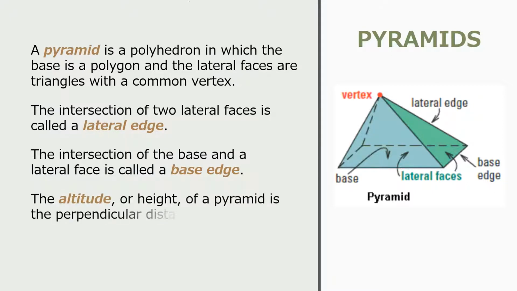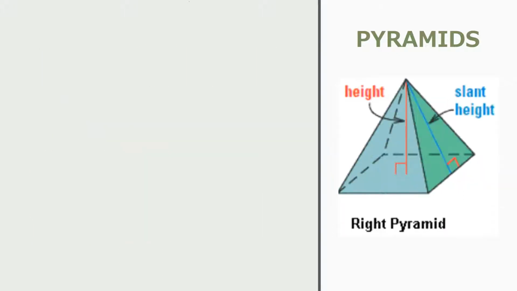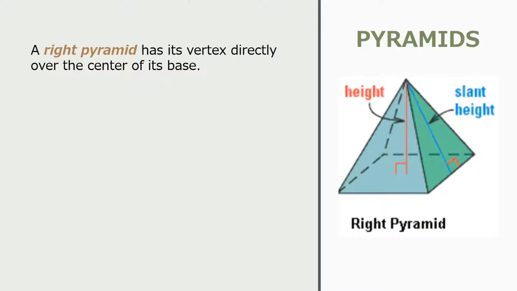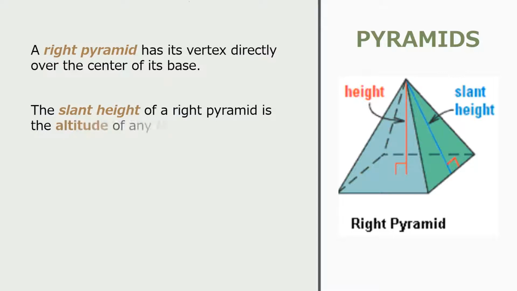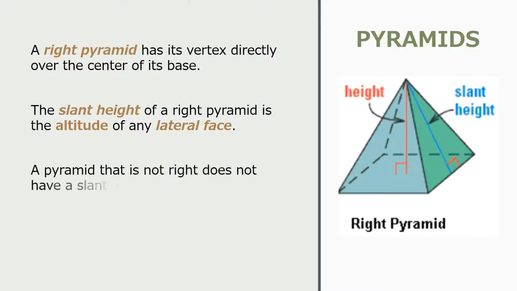The altitude is the perpendicular distance between the base and the vertex. A right pyramid has a vertex that is directly over the center of the base. The slant height of a right pyramid is the altitude of any lateral face. If it is not a right pyramid, it does not have a slant height.